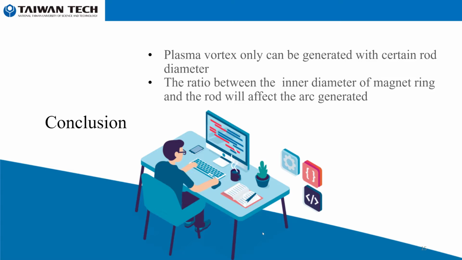Next, the ratio between the inner diameter of the magnet ring and the rod will affect the arc generated, because as you can see, the magnet that we used here was significantly smaller than the magnet in the picture we put in the introduction. It's the ratio between the magnet ring and the rod that affects the arc generated.